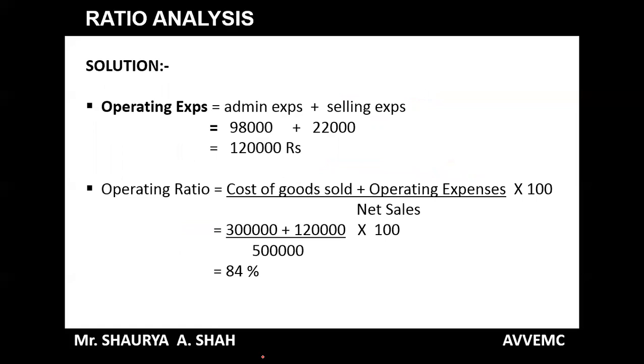Admin expense plus selling expense, that is 98,000 plus 22,000 gives you 1,20,000. Operating ratio is cost of goods sold plus operating expenses into 100 divided by net sales. Net sales is 5 lakh rupees. Suppose it is there in the sum.